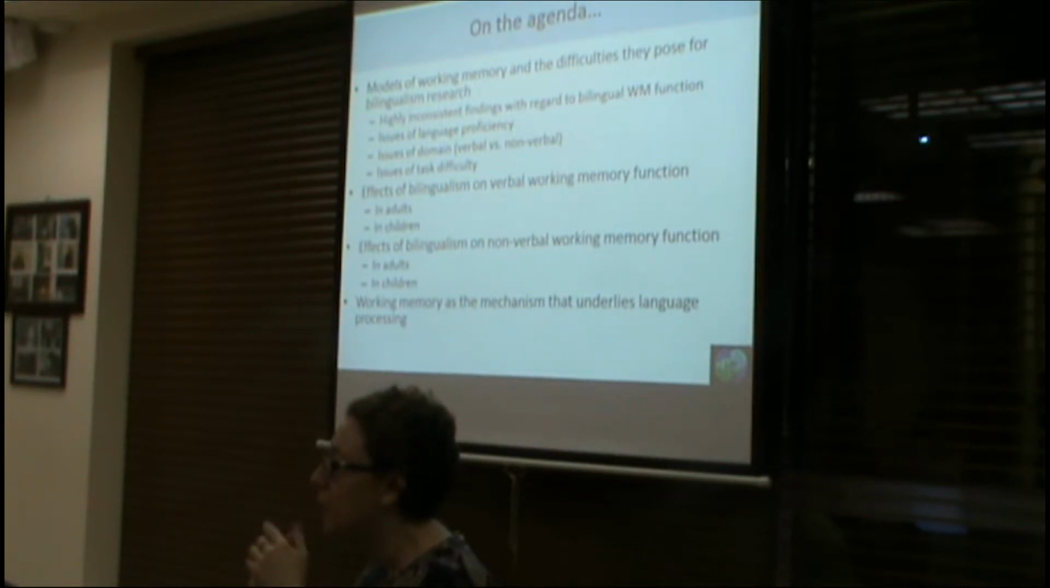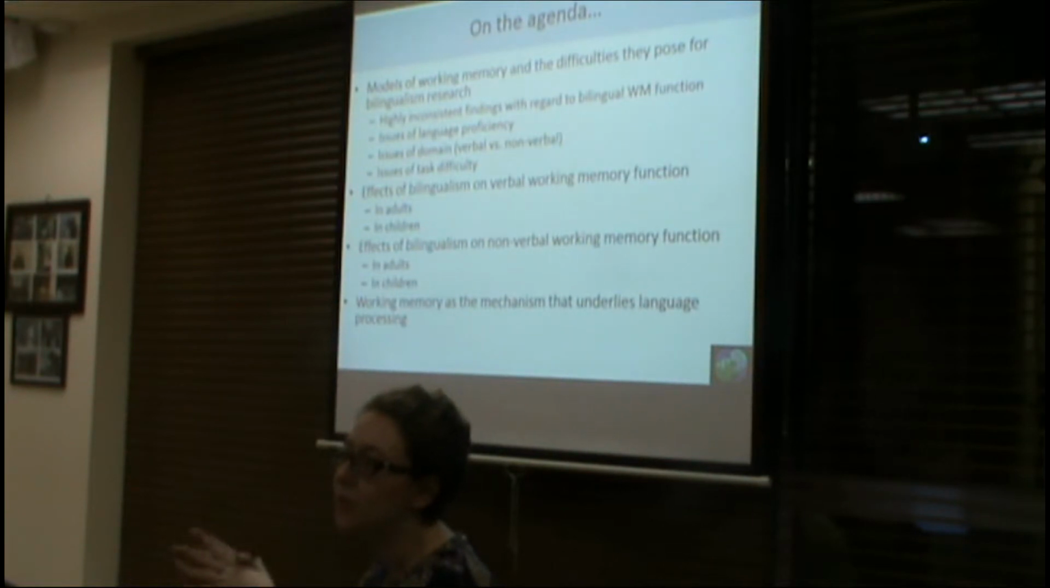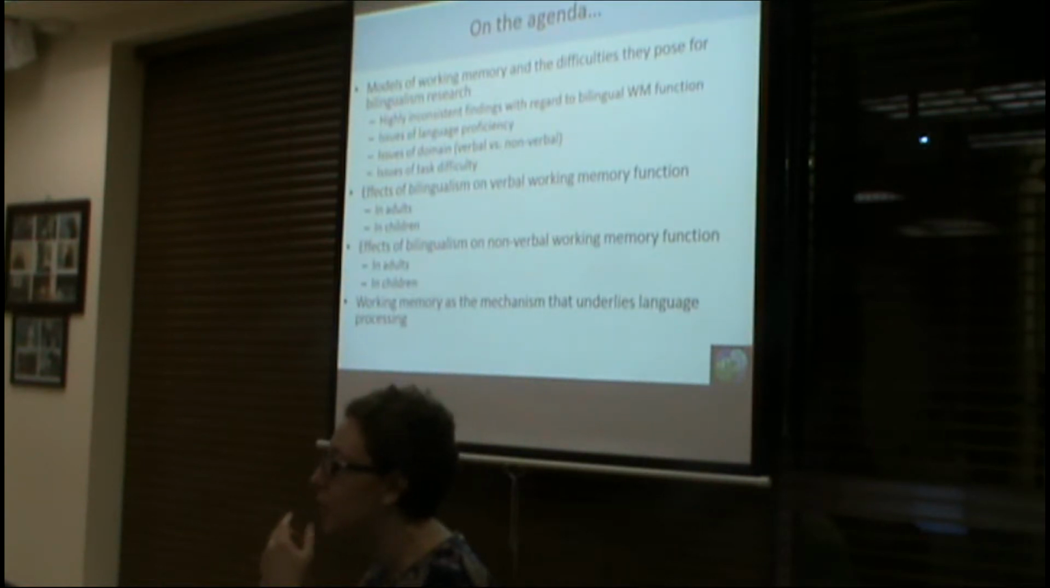And so the things that matter in terms of some of the inconsistencies are obviously issues of language proficiency. So bilinguals who know languages to different degrees will do different things on working memory tasks, but there are also some things that we don't think about as often, and it has to do with just how linguistic your task is, and how difficult your task is, and how old are the people who are doing your tasks. And so those are the things that I think matter.